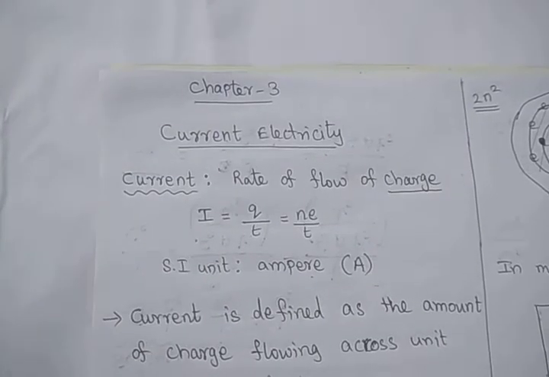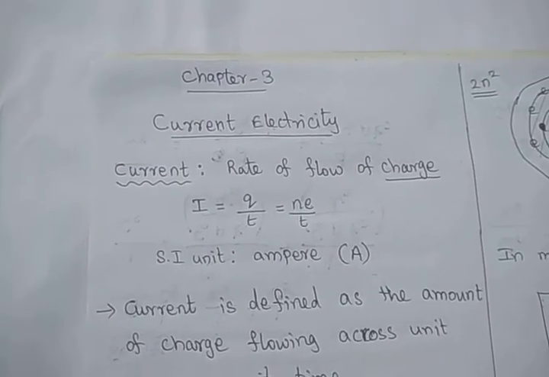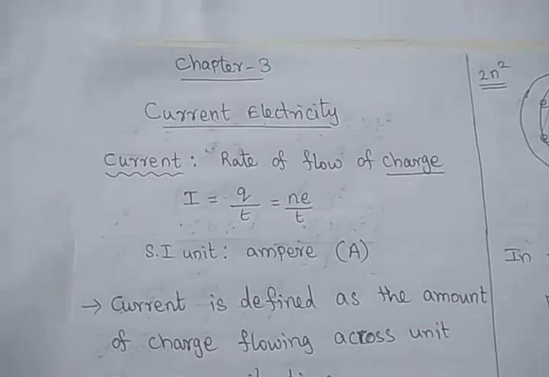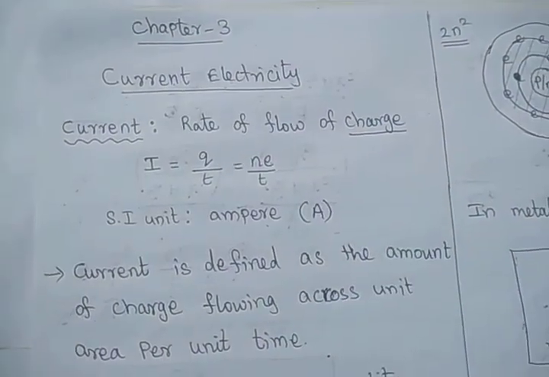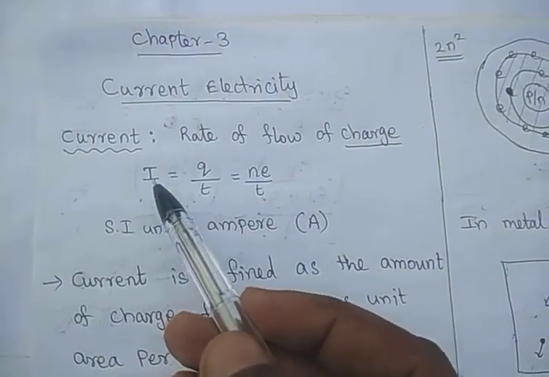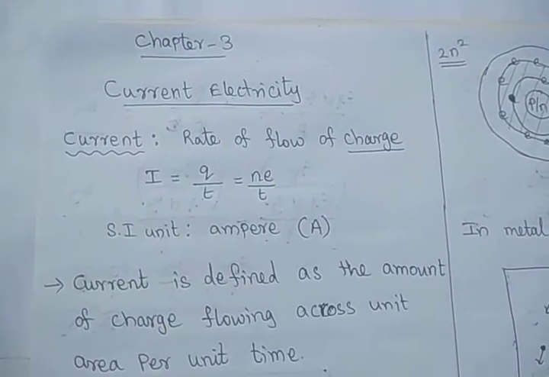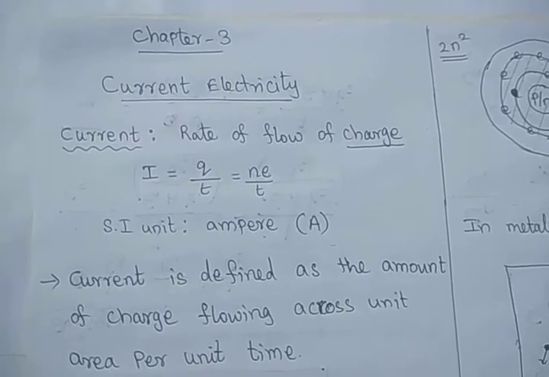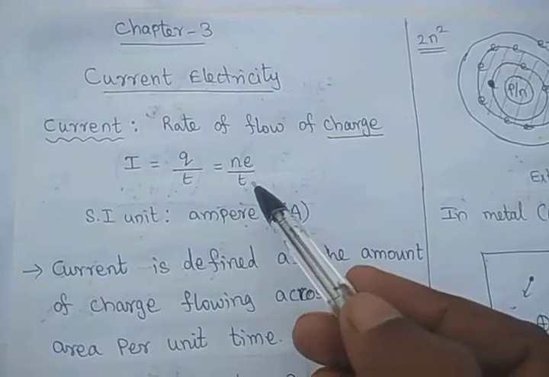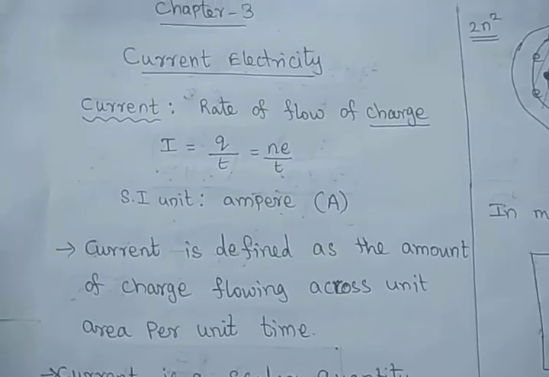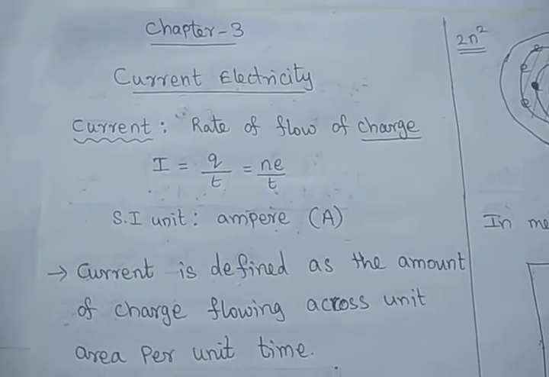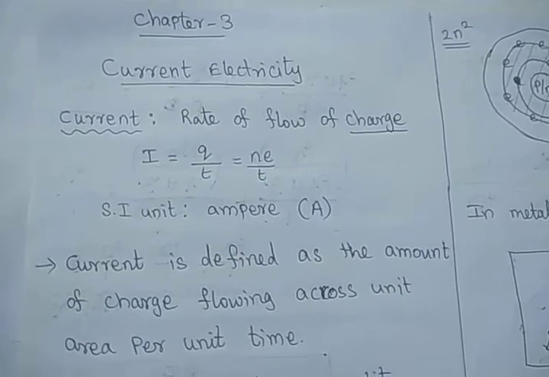In this session, we are going to start the next chapter, chapter number 3, current electricity. The current means the rate of flow of charge. Current is denoted by the symbol I. I is equal to Q by T. Q is equal to N e, divided by time T. N is the number of electrons, e is the charge of the electron. These things we studied in the previous unit itself.